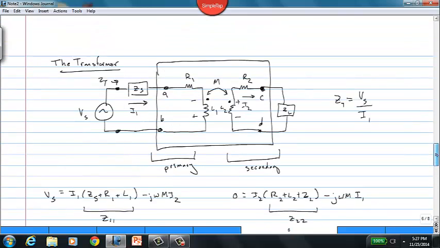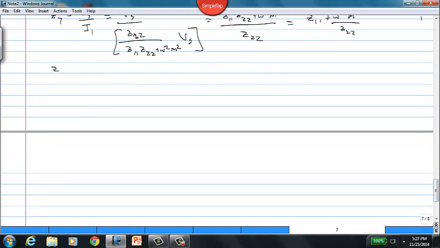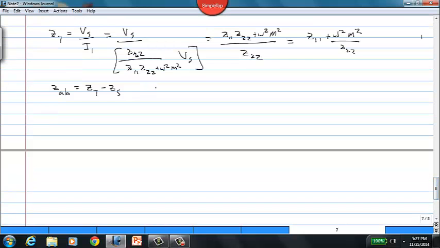If I go back and look at my transformer model, the total impedance of the transformer is just the impedance between nodes A and B here, which is equal to ZT minus ZS. So ZAB, which is the transformer impedance, is going to be equal to total impedance minus ZS. So what I would get as a result is this total impedance, Z11 minus omega squared M squared over Z22, minus ZS.